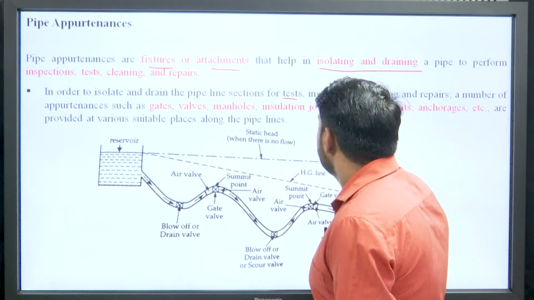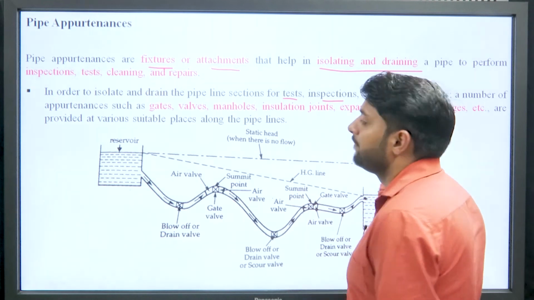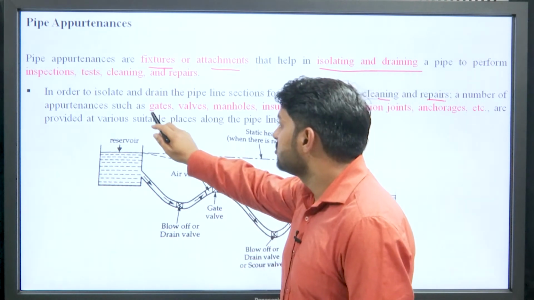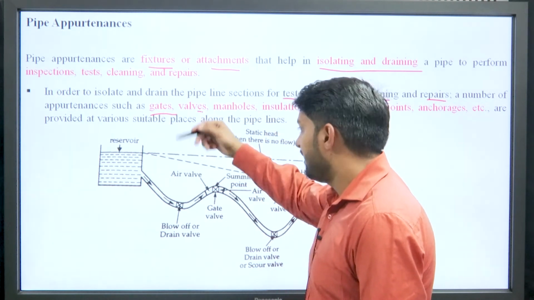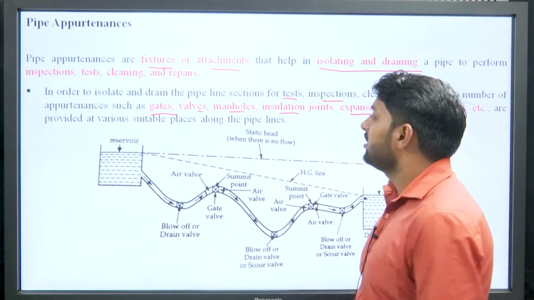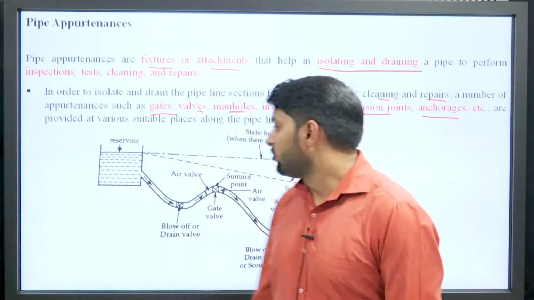In order to isolate and drain the pipeline sections for test, inspection, cleaning and repair, a number of appurtenances are used, such as gate valves, manholes, insulation joints, expansion joints, and anchorage, and these are provided at suitable intervals.